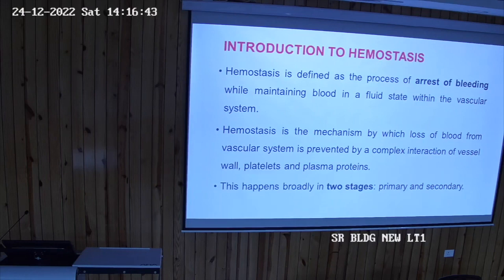So the fibrinolytic mechanism already exists in the blood. So this balance is maintained. Certain factors are present in the blood which do not allow the platelets to become activated. So for hemostasis to take place, the platelet has to become active itself.